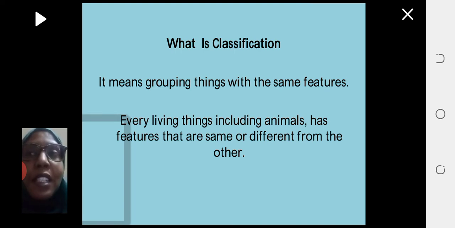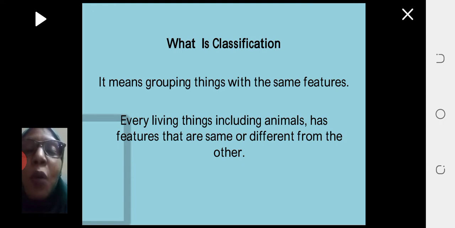When I put them in different groups, that means different groups have different features. So the four main groups: the group of animals has different features from the group of plants. The group of plants has different features from the group of bacteria. The group of fungi has different features from the group of plants.